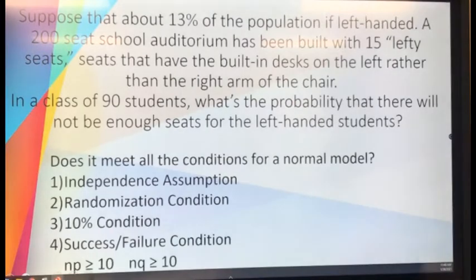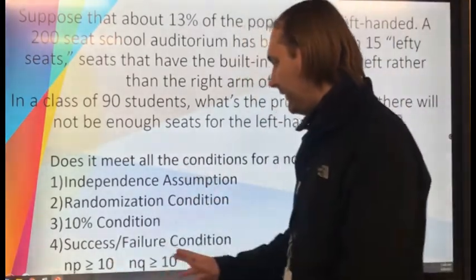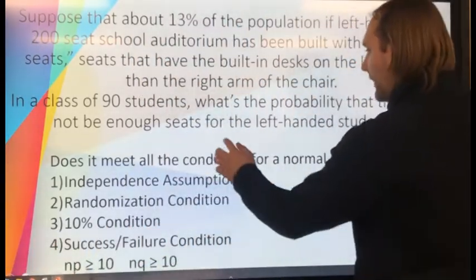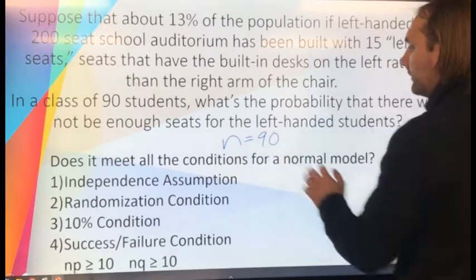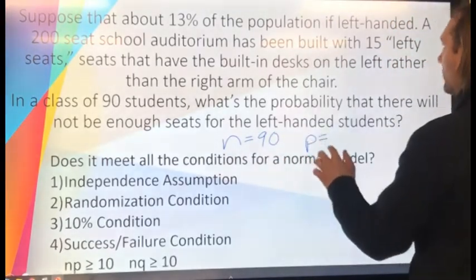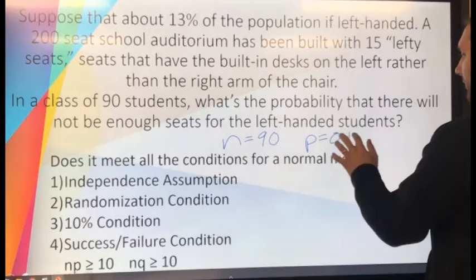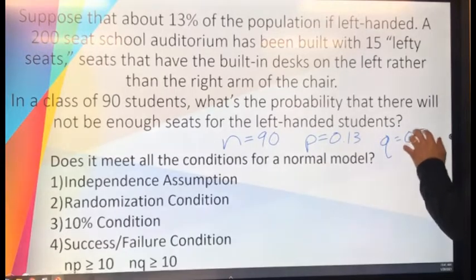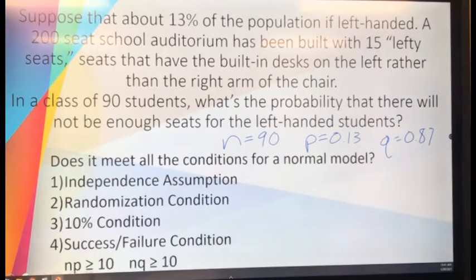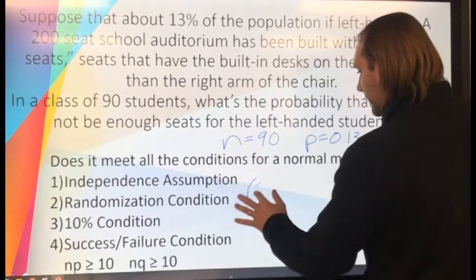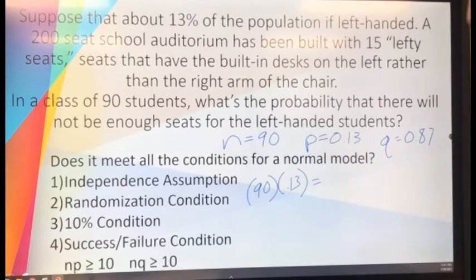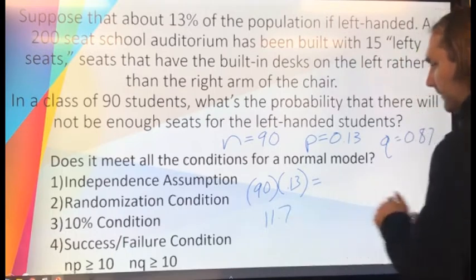And number 4, do I have at least 10 successes and 10 failures? Well, to calculate that, we need our n value, so n in this case is 90. Probability of success is our left-handed people, and that is about 13%, so 0.13. And probability of failure is 0.87. So n times p is success. 90 times 0.13 equals 11.7. So yes, I have more than 10.